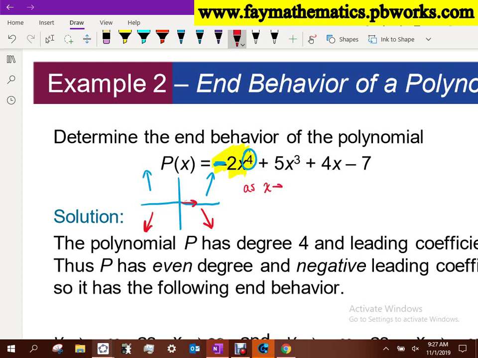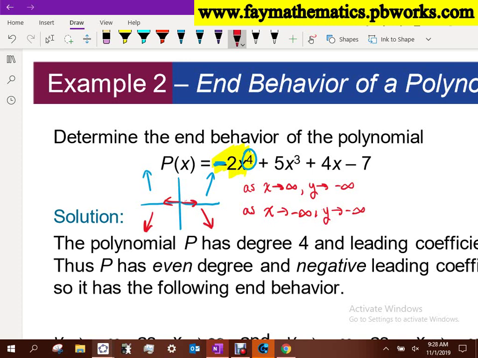As x goes to positive infinity, y goes to what? As x goes this direction, where's your y going? Is it going up or is it going down? Going down to negative infinity. As x goes to negative infinity, as x is going this way, where's y going? Careful. Following the red, right? So it's going to go to negative infinity as well.